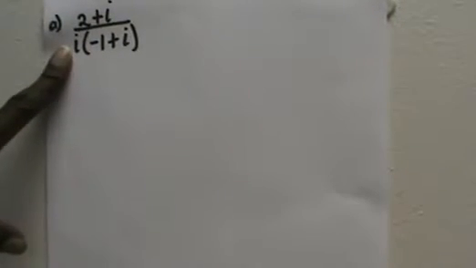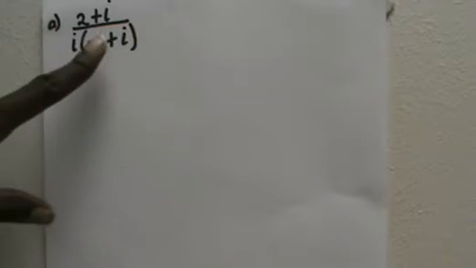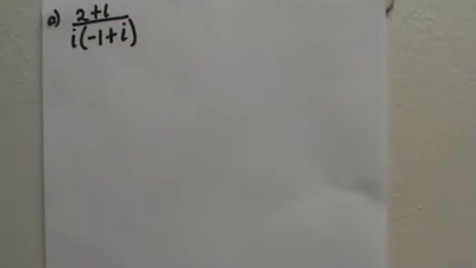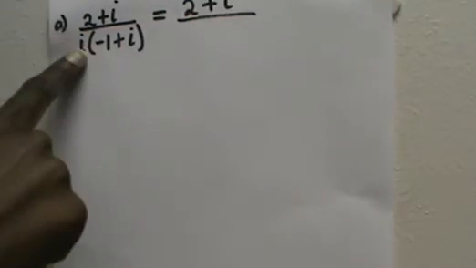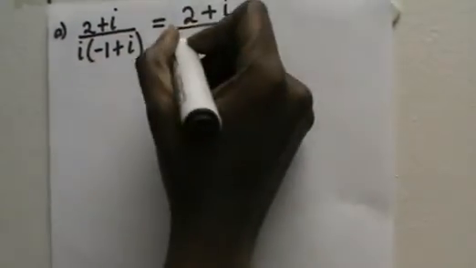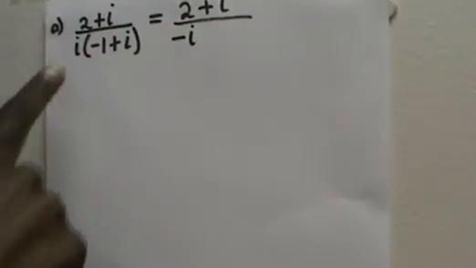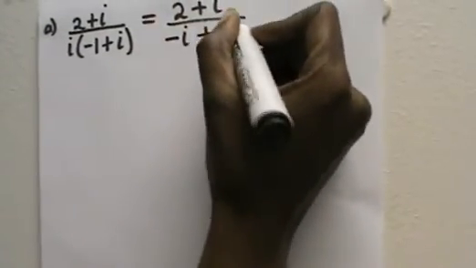And remember, when there's one term multiplying a bracket, it must multiply each and every single term that is inside the bracket. So my numerator will stay as it is. And then my denominator, I have i times minus 1, so I should get minus i. And then I have i times i. This is positive i squared.